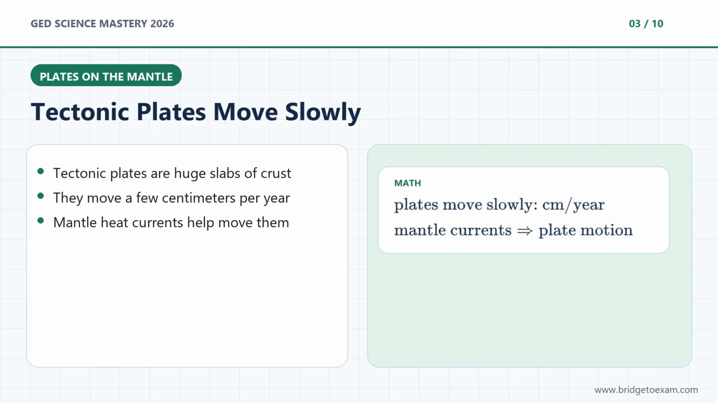Earth's crust is not one unbroken shell. It is broken into huge slabs called tectonic plates. These plates move only a few centimeters per year, which is about the speed your fingernails grow. They move because heat inside Earth creates slow currents in the mantle. That slow movement is powerful enough to build mountains, open oceans, and trigger earthquakes. The movement is slow, but over millions of years, slow becomes enormous.